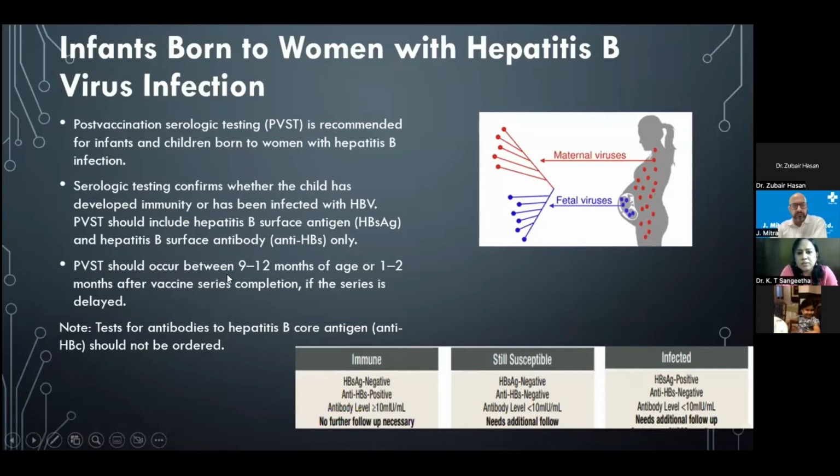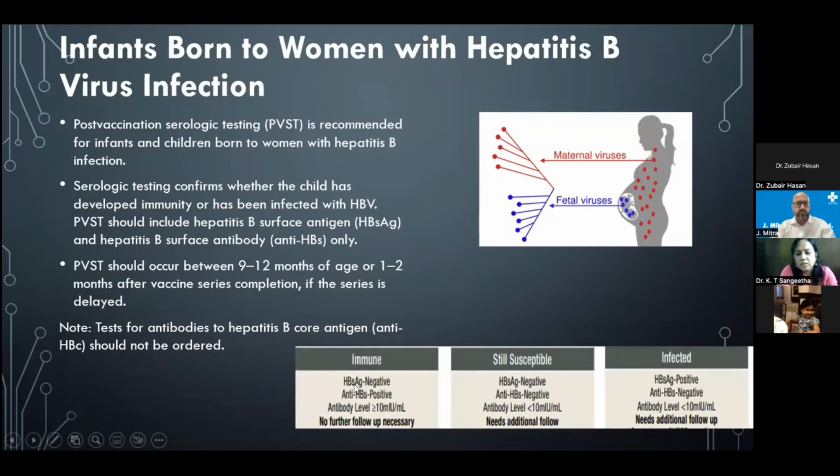PVST testing should occur between 9 to 12 months of age, or 1 to 2 months after the vaccine series is completed, if the series is delayed. Tests for antibodies to hepatitis B core antigen, that is anti-HBc, should not be ordered, as hepatitis B core antibodies are maternally transmitted from mother to the fetus. These antibodies remain for nearly 2 years of the child's life. So testing of these antibodies doesn't add any value to your diagnosis. That is why we insist upon diagnosis only by HBs antigen and anti-HBs antibody.